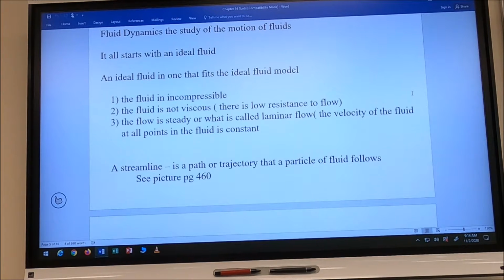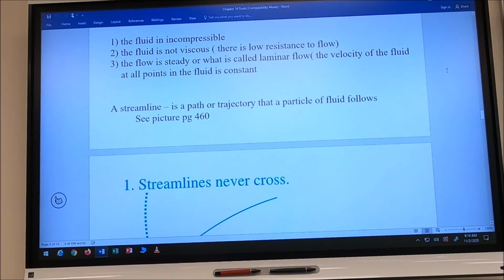An ideal fluid is one that fits the quote-unquote ideal model. So this fluid is incompressible, so gases don't count. The fluid is not viscous, which means it has a low resistance to flow. The fluid is steady. This is what we call laminar flow. The velocity of the fluid at all points in the fluid is consistent, okay? And when we have laminar flow, we have streamlines. A streamline is the path or trajectory a particle in the fluid follows.